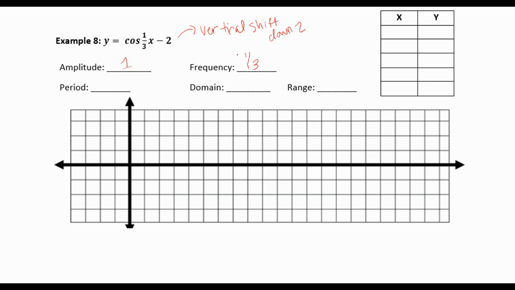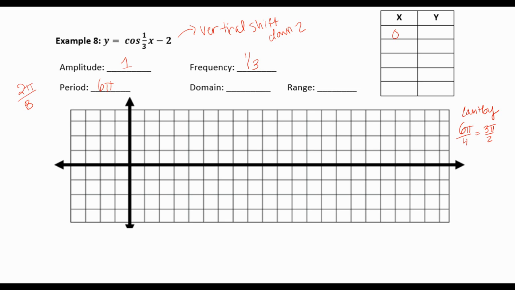My period, since my frequency is 1/3, remember, period is 2 pi over b. So my period is actually 6 pi. It takes a lot. So we only have 1/3 of cosine within 2 pi. So it's going to be a pretty wide function. We can start at 0 since there was no phase shift. What we're going to count by is going to be 6 pi divided by 4, which reduces to 3 pi over 2.